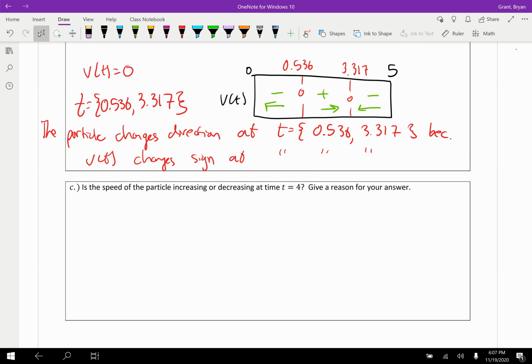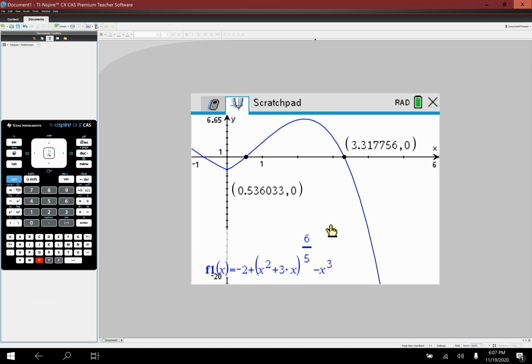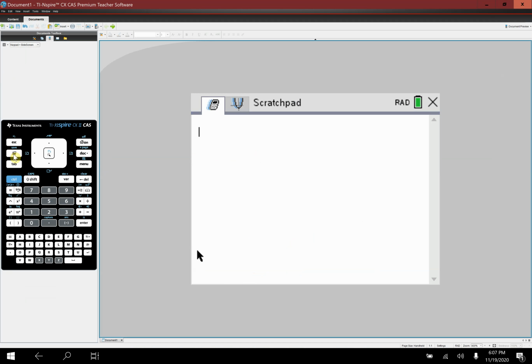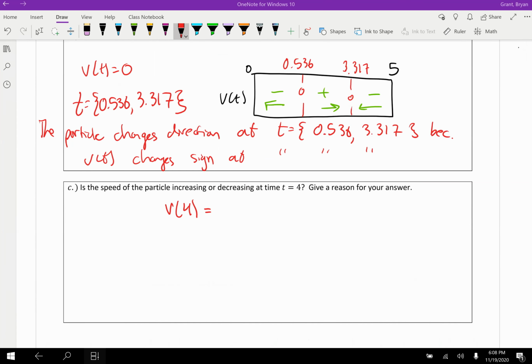First, we need to determine which direction the particle is moving in at 4. So the first thing I want to determine is what is v of 4? And again, calculator active. My equation for velocity is in f1 of x. So I'm going to go back to my other screen. I'm going to type in f1 of 4. And f1 of 4 gives me an exact answer. Excuse me, I would like a decimal. Negative 11.475.